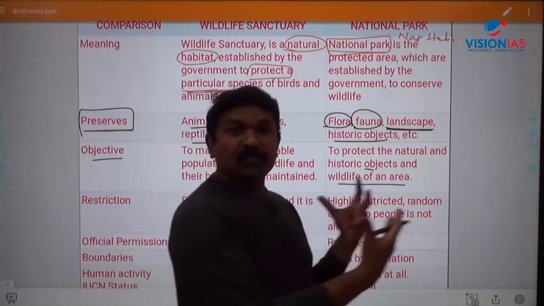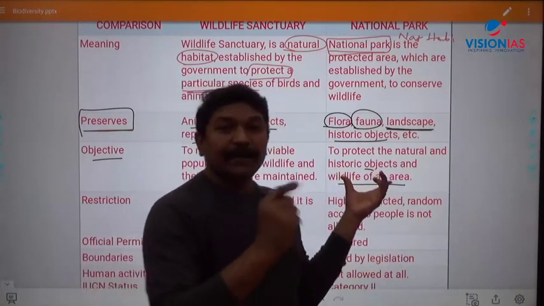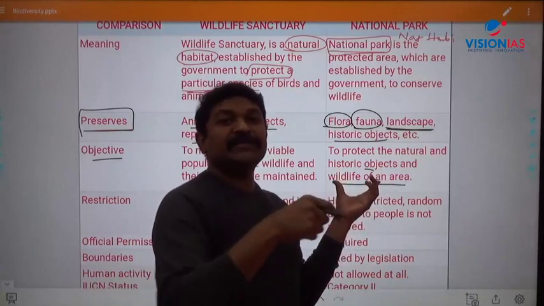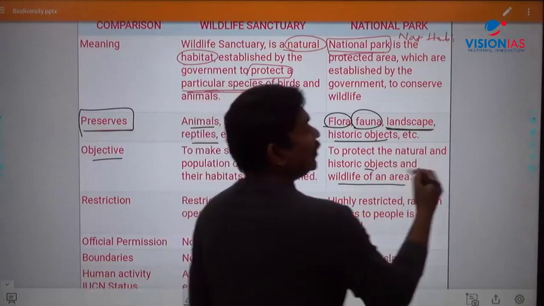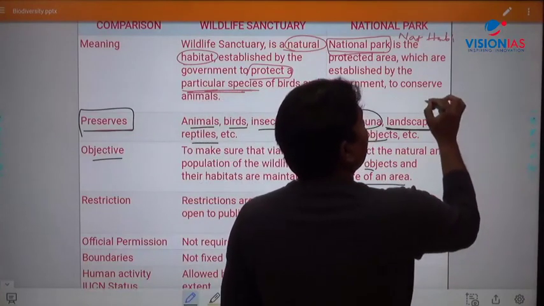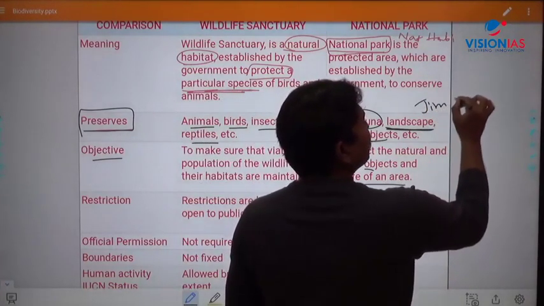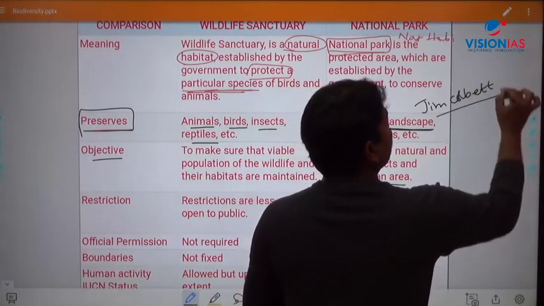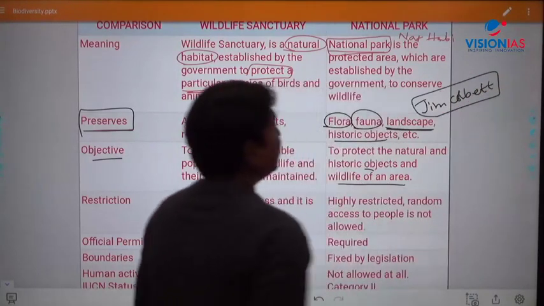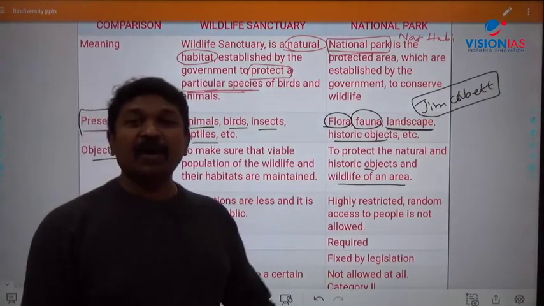Like I will give you some examples. You can compare which river is flowing through which national park. You can compare like this. Come on, let me give you some examples, like the Jim Corbett National Park. There is a national park called Jim Corbett National Park.